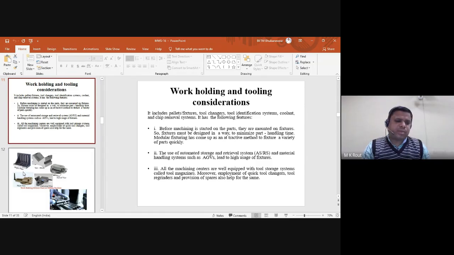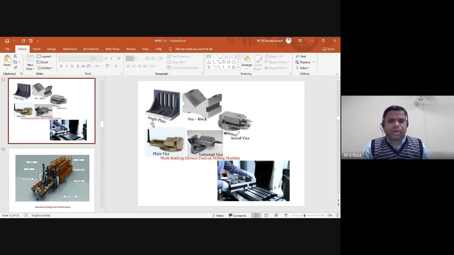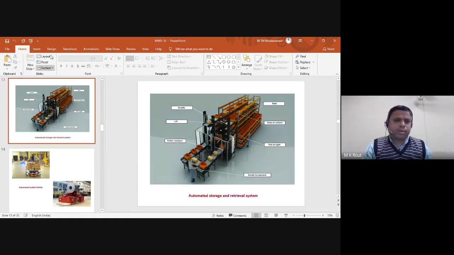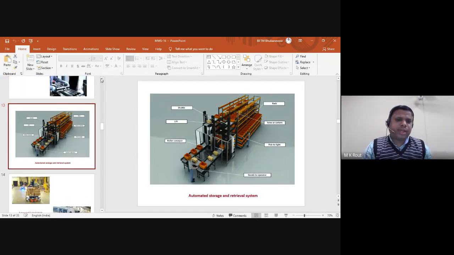So here are some examples of fixtures. These are the fixtures, starting from the angle plate and V block plate, then plain vise, then universal vise, then swivel vise. These act as fixture tools, and they can directly hold the particular work material while it is machined. These are directly fixed on the job table.